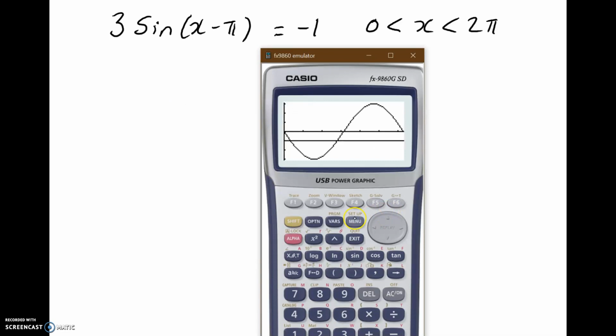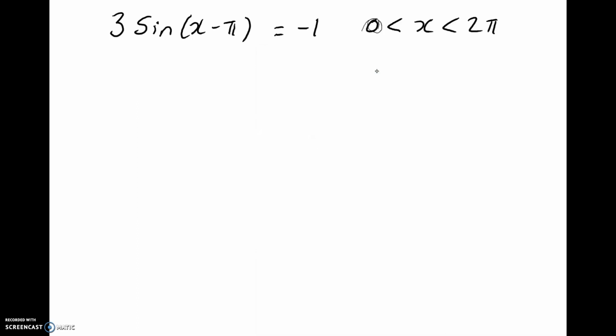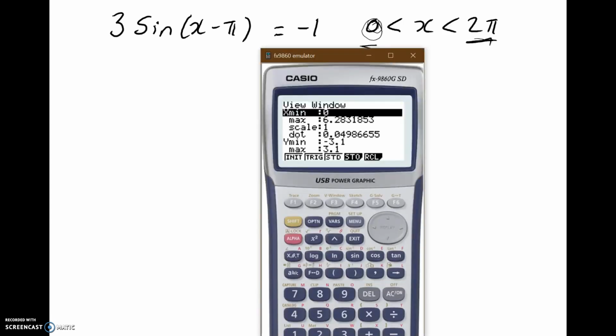Now you won't always find that your view window is the way you want it to be. You will need to change things. To change it, you press Shift, View Window. Your x minimum is going to be whatever is your lowest value in the domain, and your x maximum is going to be whatever the maximum of your domain is. So my x minimum is 0 and my x max is 2 pi. You can enter in 2 pi and it will change it into the decimal equivalent.